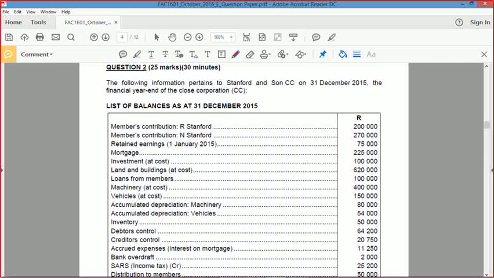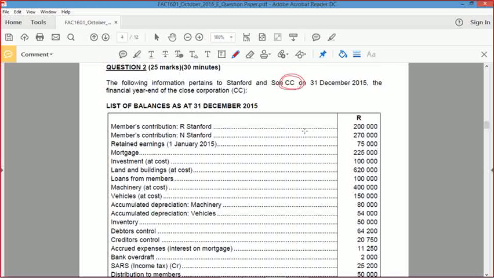So we're looking at question 2 of October, November last semester, 2016. Question 2 says the following information pertains to Stanford and Son CC, so it's a close corporation. That's important because if you understand what form of ownership you're dealing with, then it's easy to do disclosure, right? Okay, so where do we start?